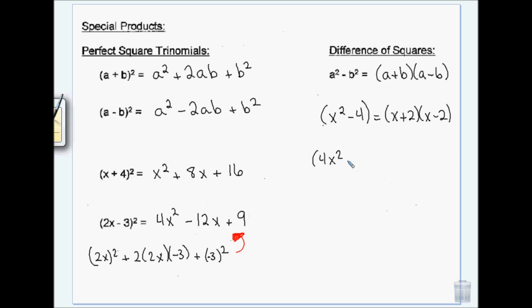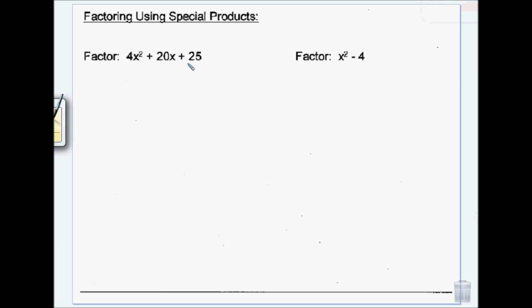If I have 4x squared minus 9, a perfect square, these are the easiest ones to factor. You just take the square root and the square root.